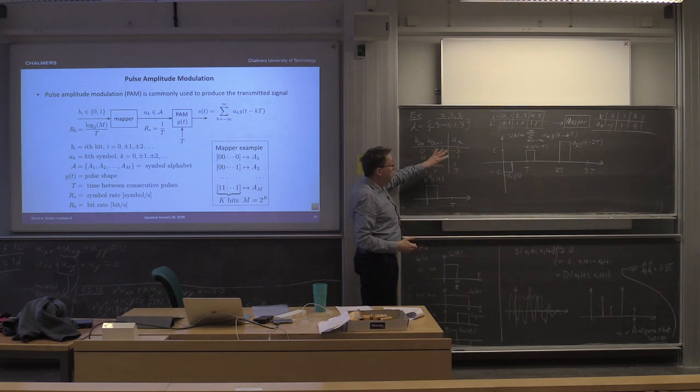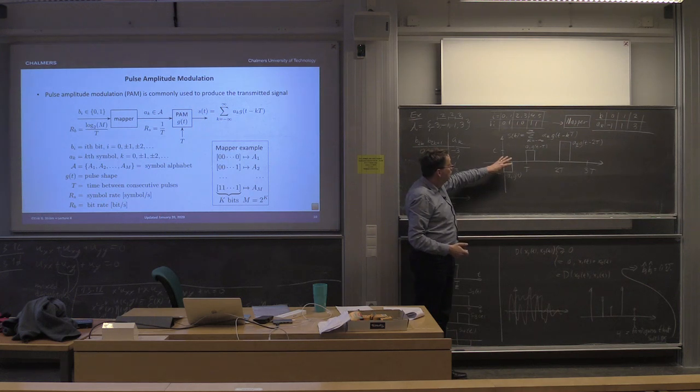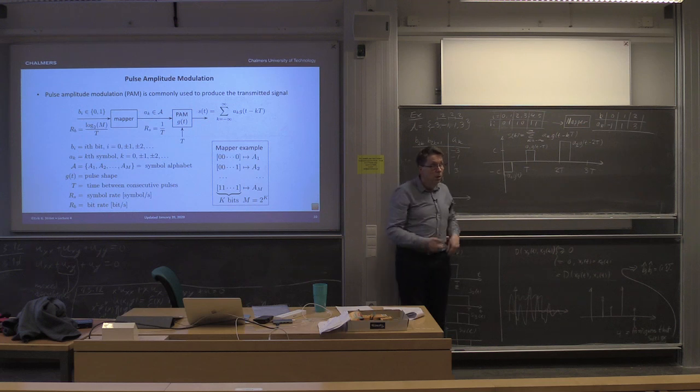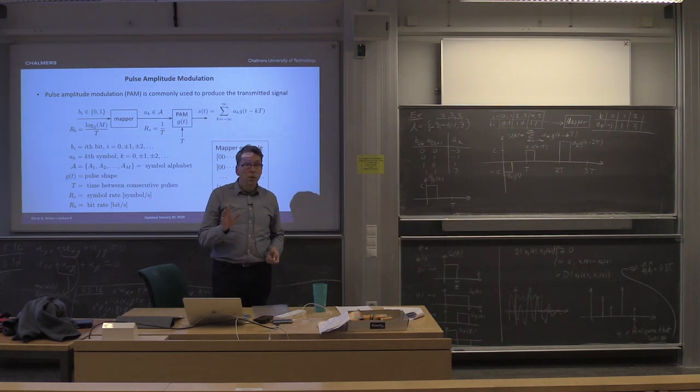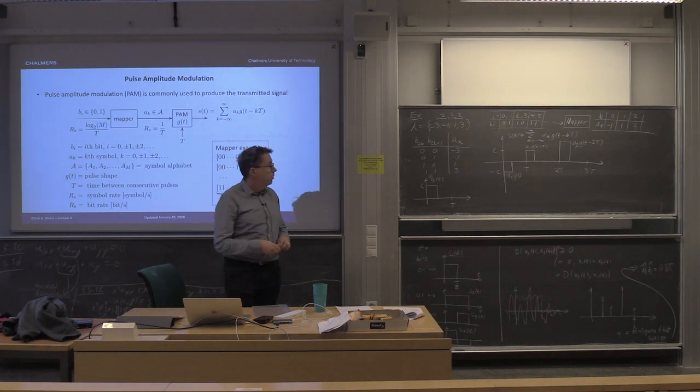If I change the mapping here, then for a given bit sequence I would change the amplitudes. They would be permuted in some way. Okay. Any questions? No. Okay.